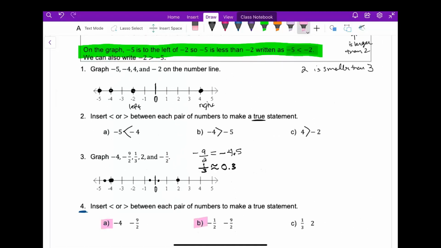I want you to go through this comparison because you have the number line to help you. Take a look at what's to the left, which will be smaller than what's to the right.